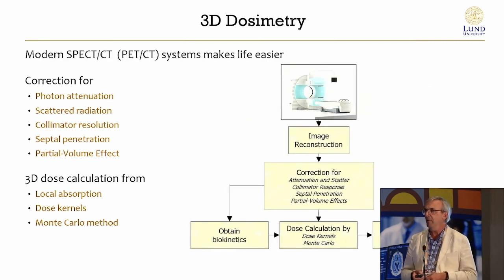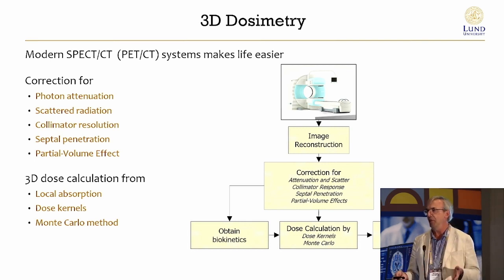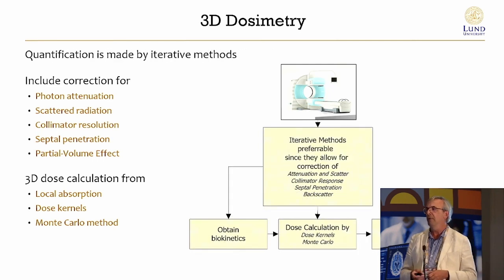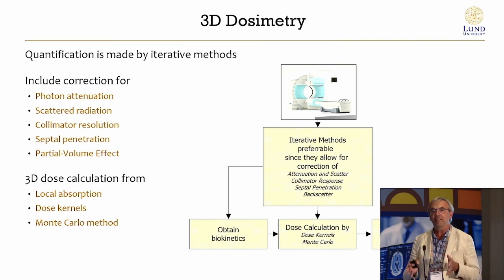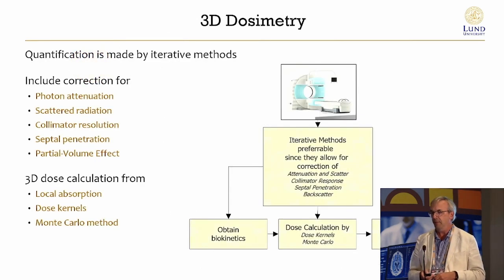Luckily now, most of us have SPECT CT, which makes the registration easy. So we have both anatomical and physiological image in the same machine. And also, nowadays, it's quite standard reconstruction and attenuation correction. When I started, we had 10 reconstruction methods, 20 attenuation corrections, 30 scatter, and so on. But now it boils down to quite a standardized type of correction, iterative reconstruction and so on, to get these activity images.